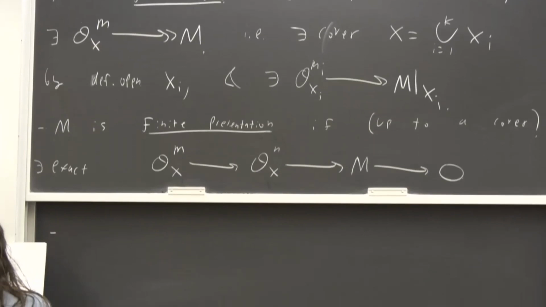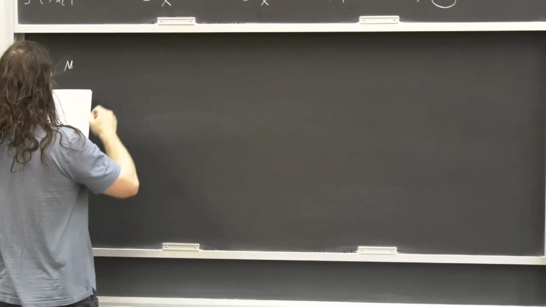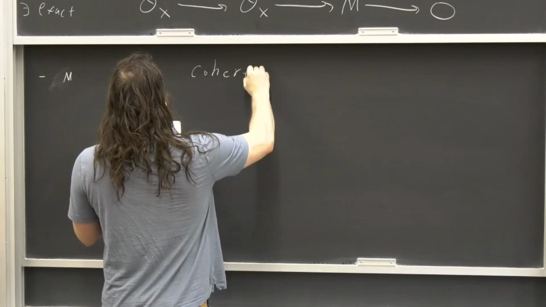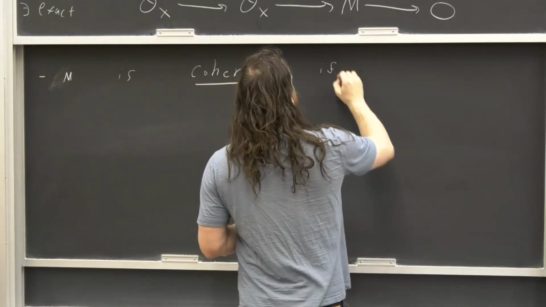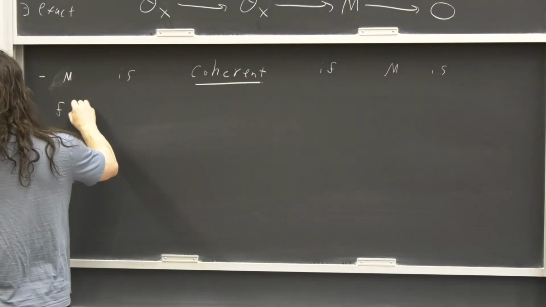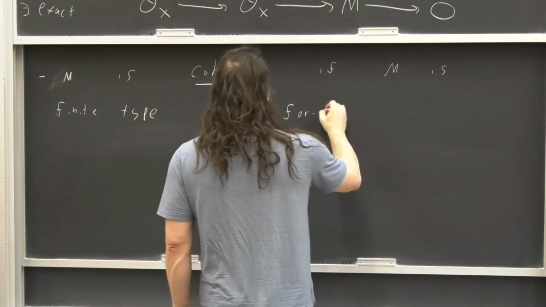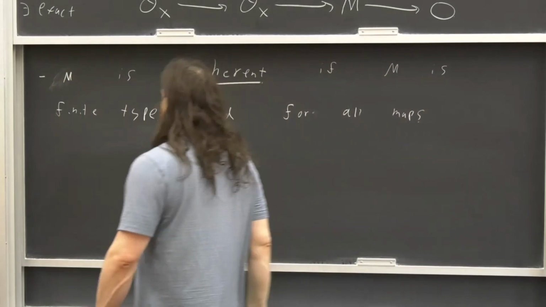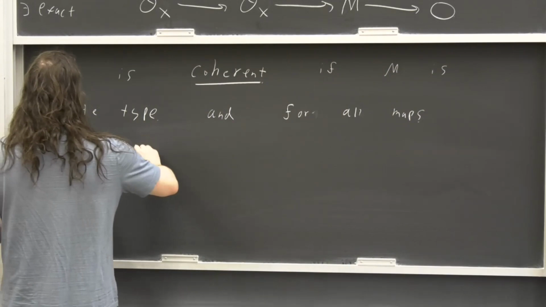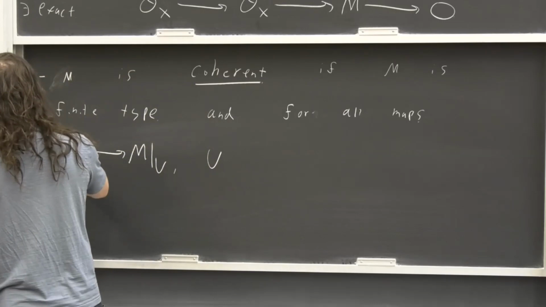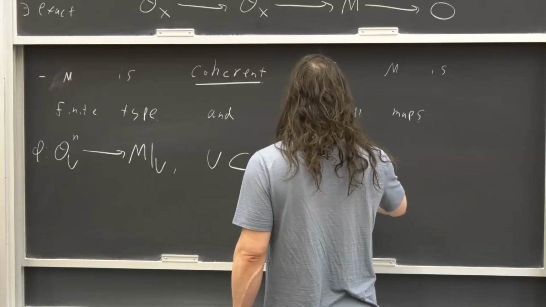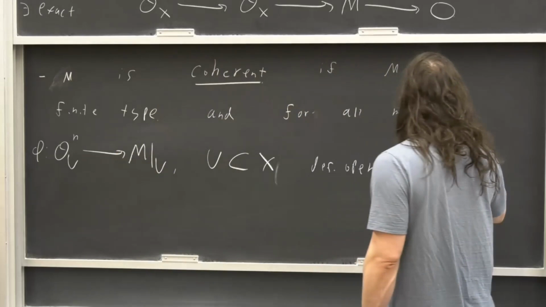And the last one I want to define before beginning to prove things or to state things is: M is coherent if M is finite type, and for all maps phi from O_U^n to M restricted to U, where U in X is a definable open, the kernel of this map is also of finite type.